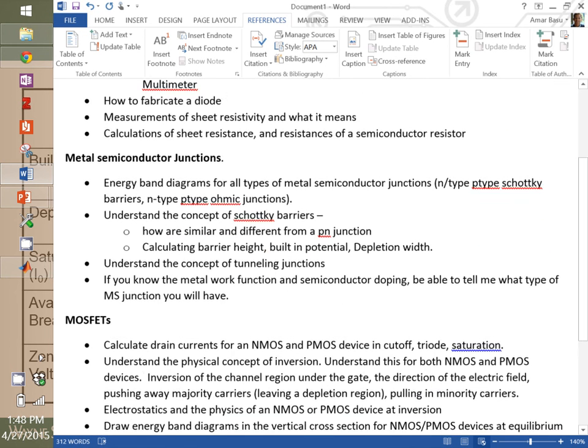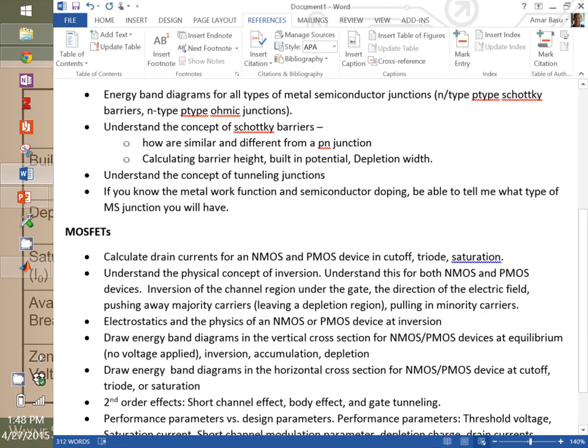I will say that probably more than half the test will be on MOSFETs. Let's say we have like 4 questions. In fact, this is how I'm thinking about doing the test, okay? I'm planning on having like maybe roughly 2 questions on MOSFETs and maybe 1 question on the clean room lab, 1 question on metal semiconductor junctions.